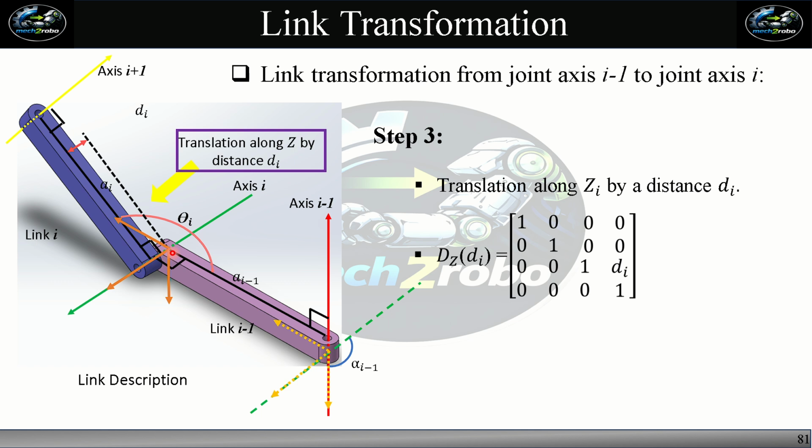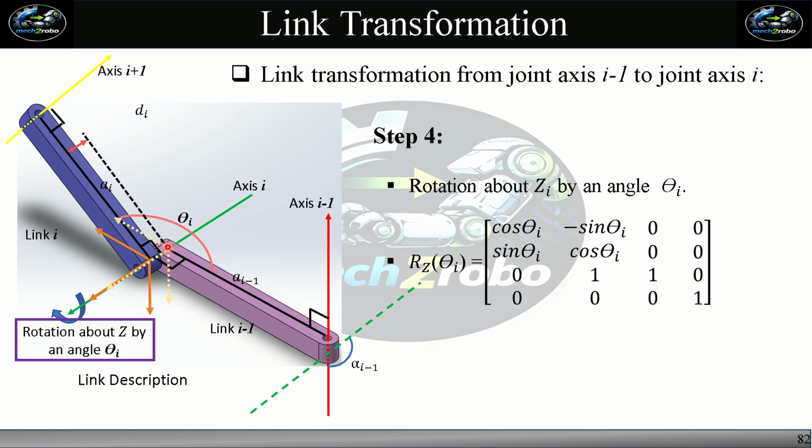After that, the third step is to translate the frame along the z axis by a distance d i, that is the link offset. And this is the mathematical representation using a 4 by 4 homogeneous matrix. This frame is translated by distance d i along this axis, from this point to this point. And we can see that the dotted frame represents the previous position, and the bold lines represent the next position.